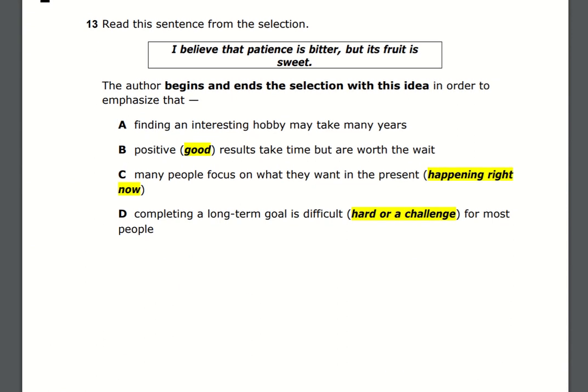Question 13. Read this sentence from the selection. I believe that patience is bitter, but its fruit is sweet. The author begins and ends the selection with this idea in order to emphasize that A. Finding an interesting hobby may take many years. B. Positive, good results take time but are worth the wait. C. Many people focus on what they want in the present, happening right now. Or D. Completing a long-term goal is difficult, hard, or a challenge for most people. At this moment, pause the video to answer question 13.